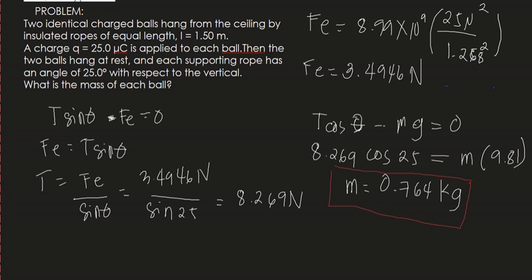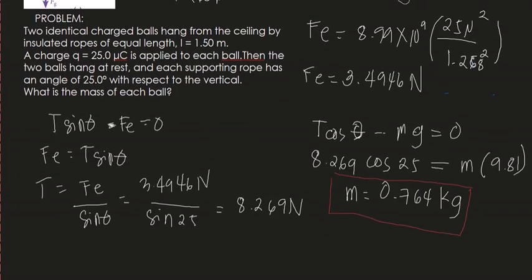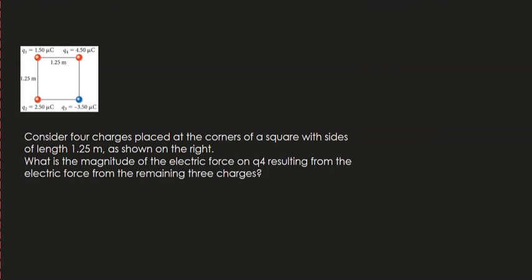Okay, so that is our final answer. Now we will have the last example. For the last example, consider 4 charges placed at the corners of a square with sides of length 1.25 meters as shown on the figure. What is the magnitude of the electric force on Q4 resulting from the electric force from the remaining 3 charges? So this time, what is being asked is the value of the force that Q4 will experience. So let us analyze this using Electrostatics and Coulomb's Law.